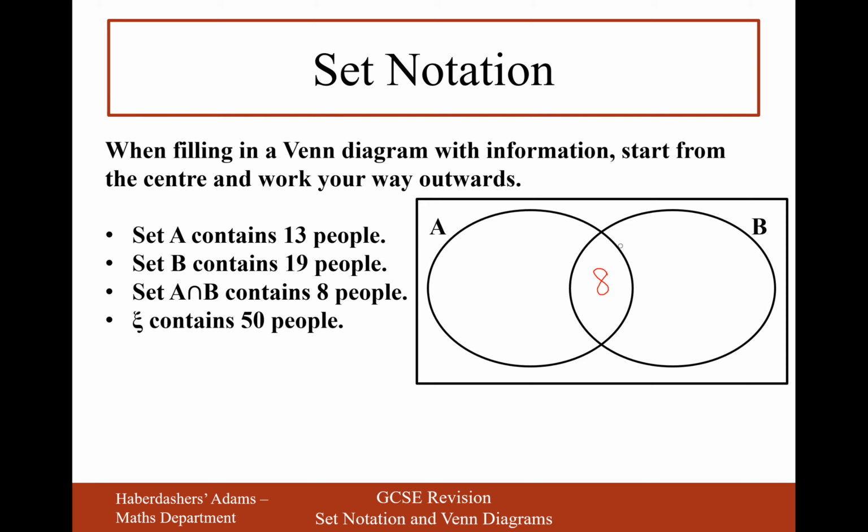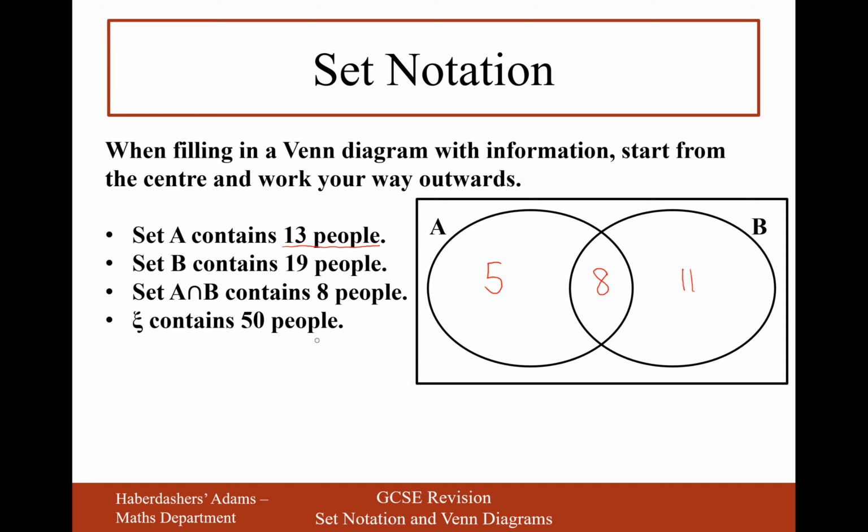Then I'd have a look at set A, and set A combined needs to have 13 people in it. So therefore there only needs to be 5 extra people here to make the whole set of A equal to 13. Okay, so it's a little bit more difficult than just putting the numbers into your diagram. You have to think about, okay, I've already put 8 people in, now the whole set will be 13, so what do I have left over? And in the section for B that's not in A, I already have 8, I'd like a total of 19 people for that whole group, so that's going to be 11 people left over.